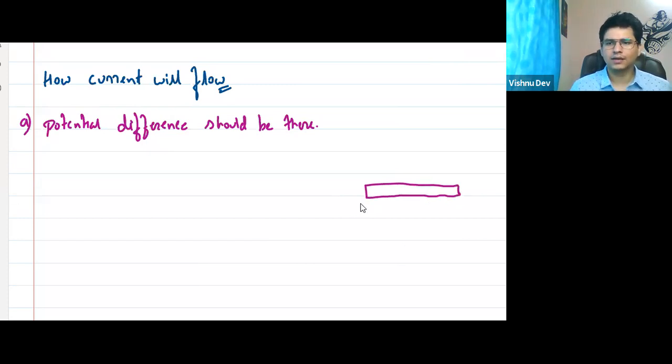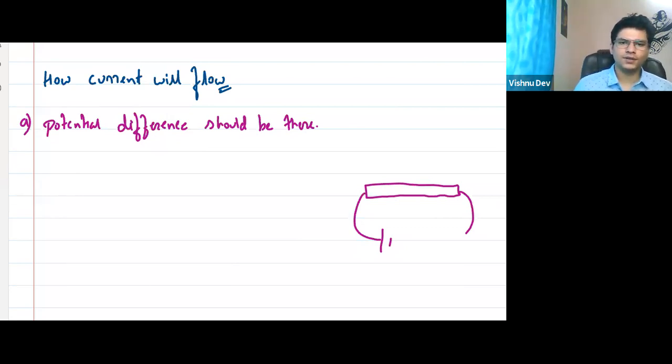Right? It is not connected to anything, or suppose it is connected to a battery, but it is not connected from both sides. Now, even though it is at higher potential and lower potential, where will the current move? Because it is an open circuit, right? Got it? So the second condition is that a closed path should be there, or I can say it should be a closed circuit.